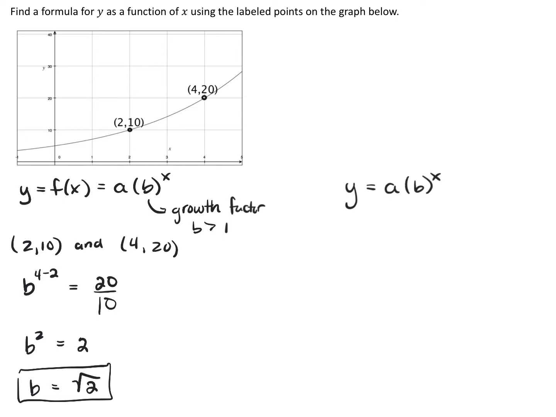And let's choose one of the 2 points. So I'm just going to choose this first point here, 2 comma 10. So here we can see that when y is 10, don't know what a is, that's what I'm searching for. b is the square root of 2, and x is 2. We can work backwards and solve for a.